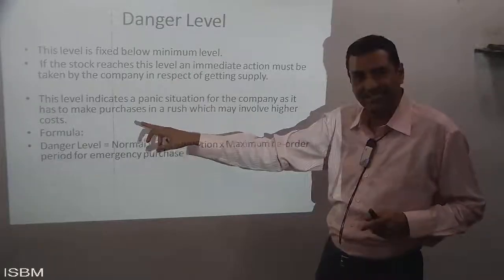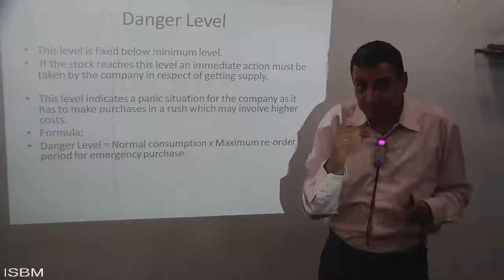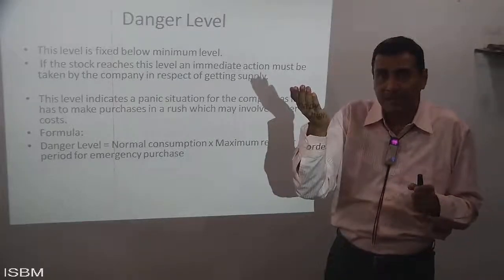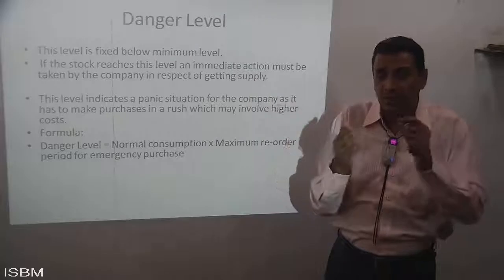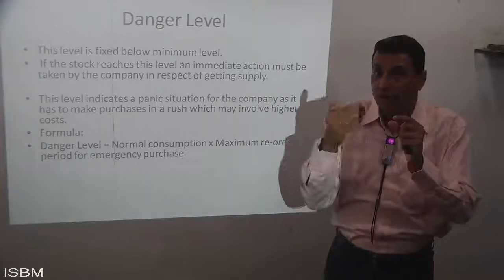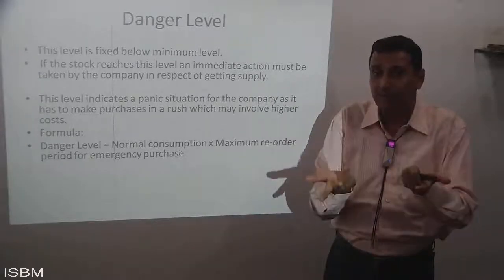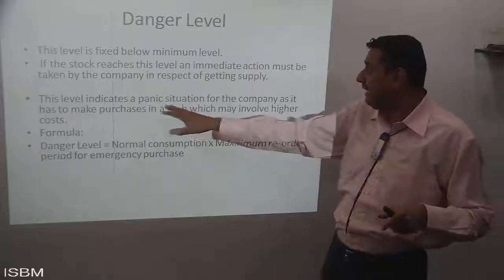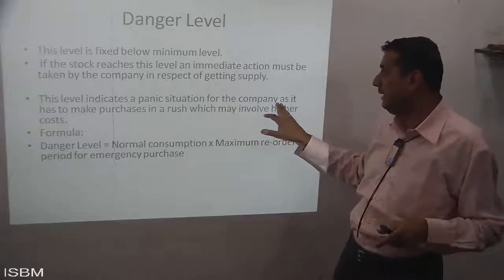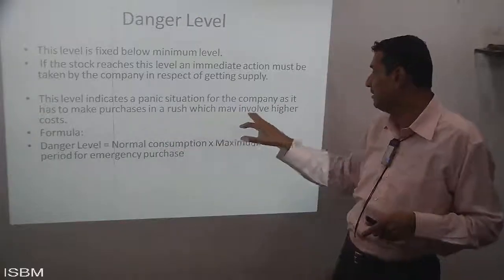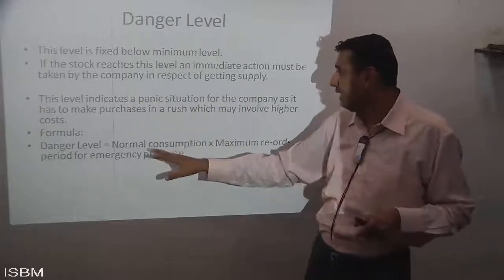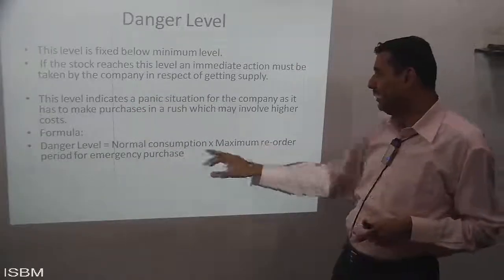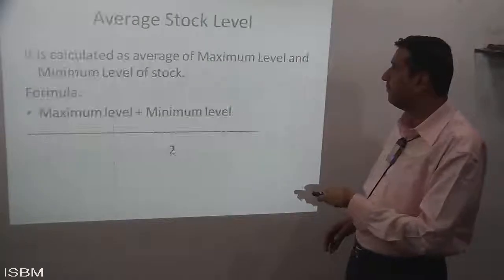Sometimes at a danger level, because all of a sudden the demand increases, what happens? You may lose on account of meeting the demand because you don't have inventory. The inventory has reached a danger level. So it indicates a panic situation for the company, as it has to make purchase in a rush, which may involve higher cost. So the formula is: danger level is normal consumption into maximum reorder period for the emergency purchase.